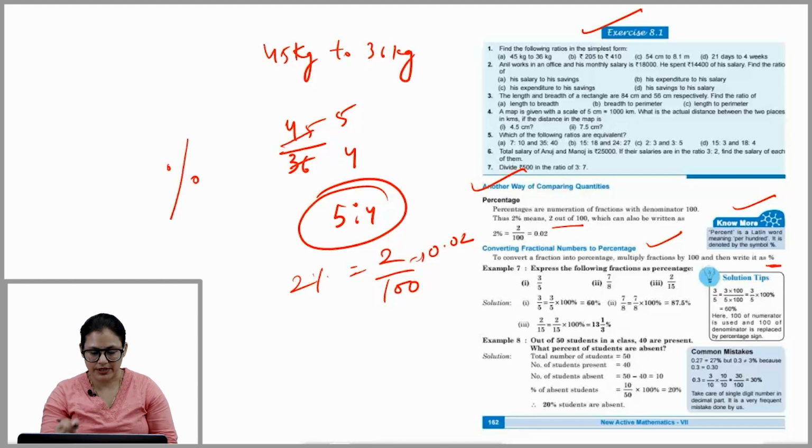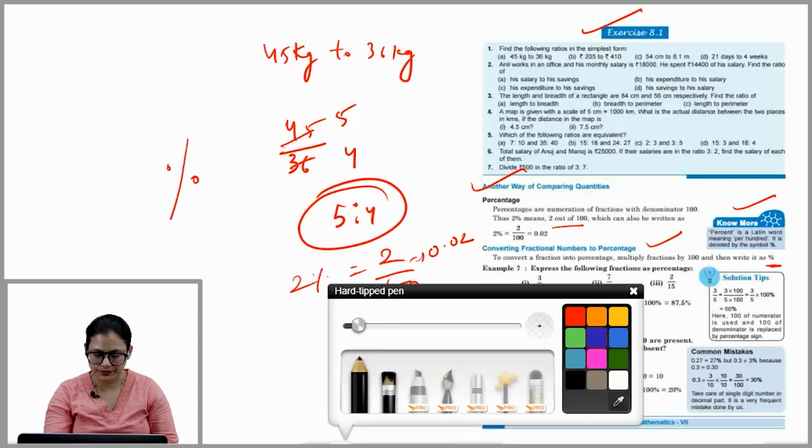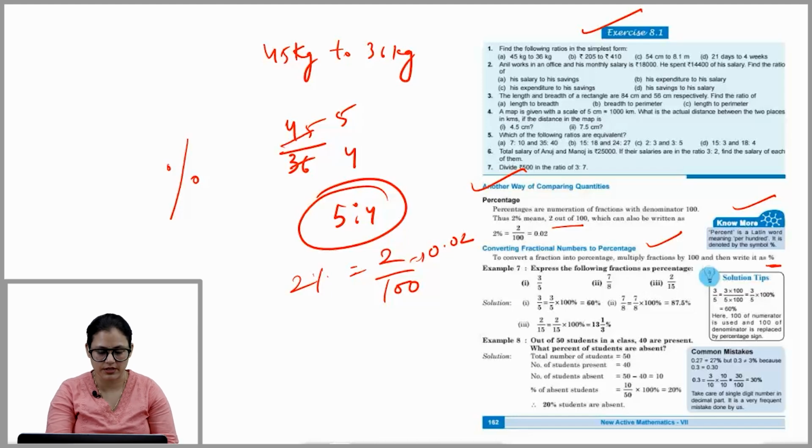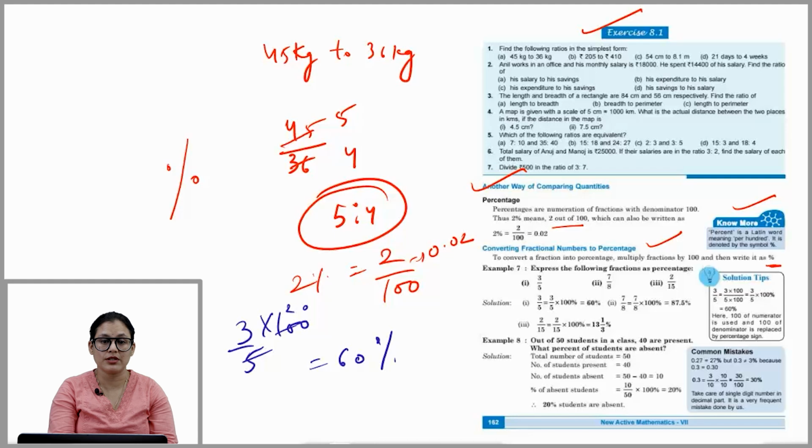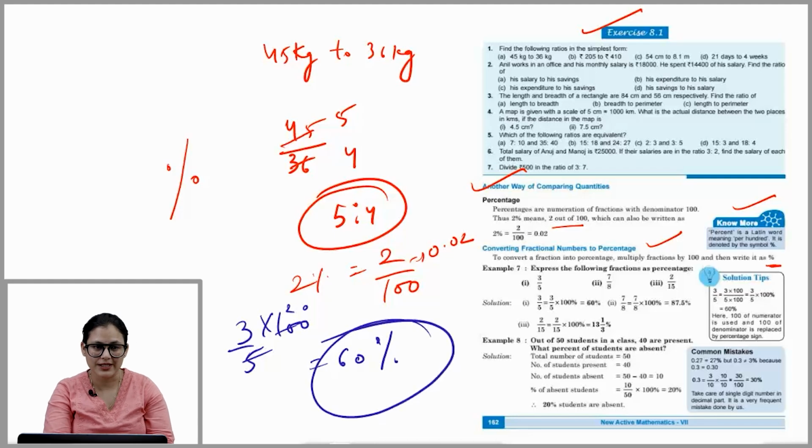Okay, so example: express the following fractions as percentage. 3 by 5. What you have to do? Just multiply this fraction by 100. 5 twos are 10, so 60. And what will you put here? This sign, which is the sign of percentage, right?